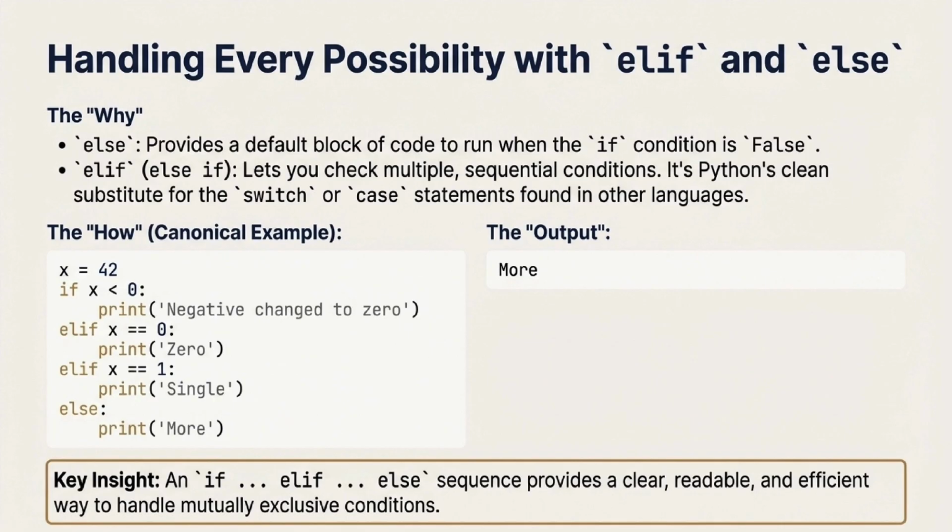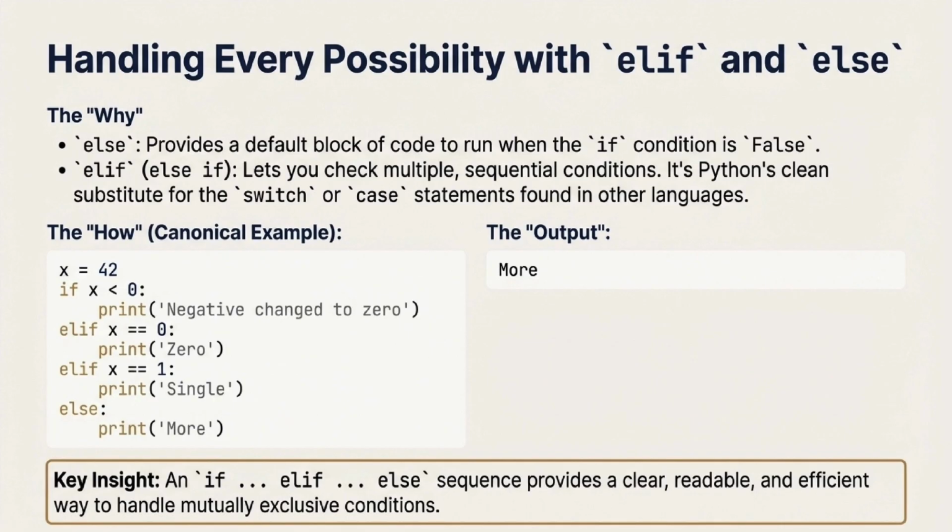Now let's look at the code. Here the variable x is assigned the value 42. The program first checks the condition x less than 0. Since 42 is not less than 0, this condition is false and Python moves to the next one. Next, it checks x is equal to 0. Again, this is false. Then it checks x is equal to 1. This condition is also false.